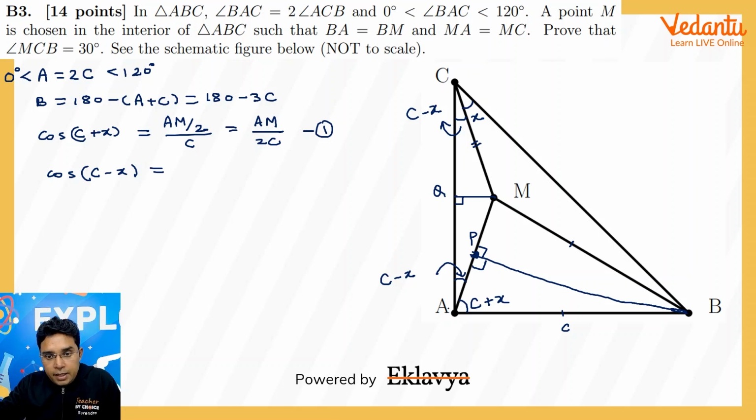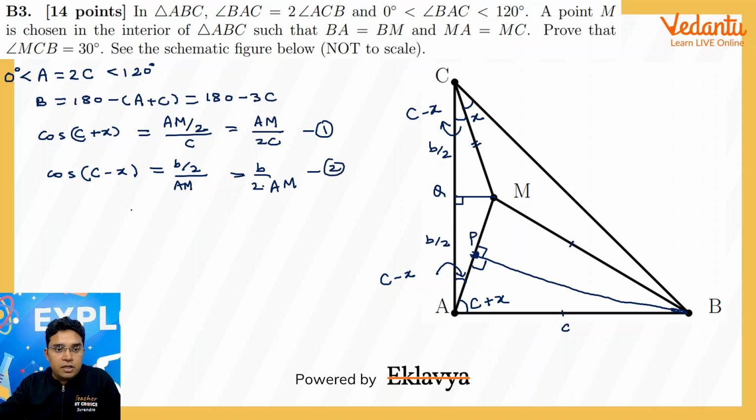And this AC complete length will be B, so B by 2 here and B by 2 here. So we will be getting B by 2 divided by AM, so B upon 2 times AM. Now, if I multiply these two equations, cos of C plus X into cos of C minus X will be cos square C minus sin square X. And I think AM will be cancelled and we get B upon 4C.